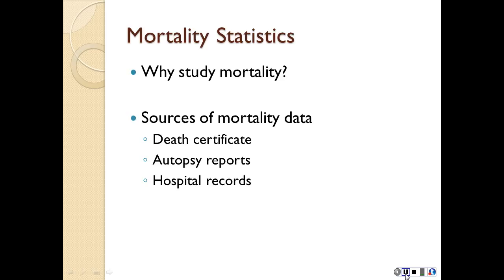So let's see. Other sources of mortality data. We also have autopsy reports for people on whom an autopsy was conducted. Not everyone that dies has an autopsy. Actually, most people that die don't have an autopsy. So those reports are typically not representative. We can also get hospital information on deaths in hospitals, but again, that would not be representative of the larger population. It would just be representative of hospital deaths, usually.